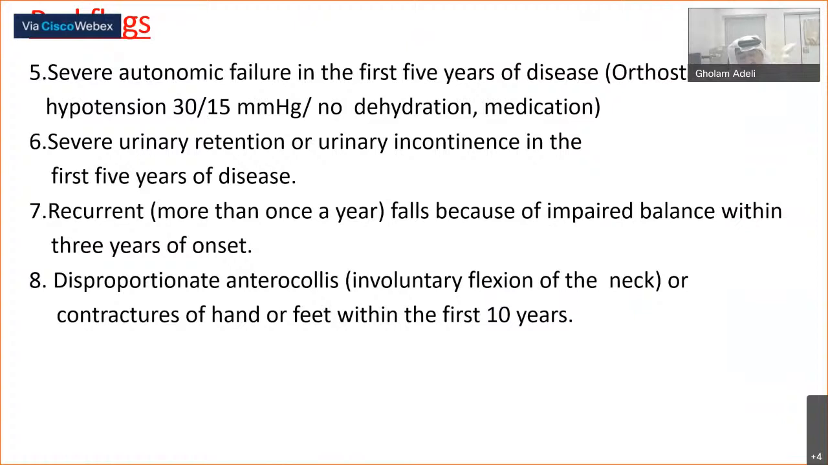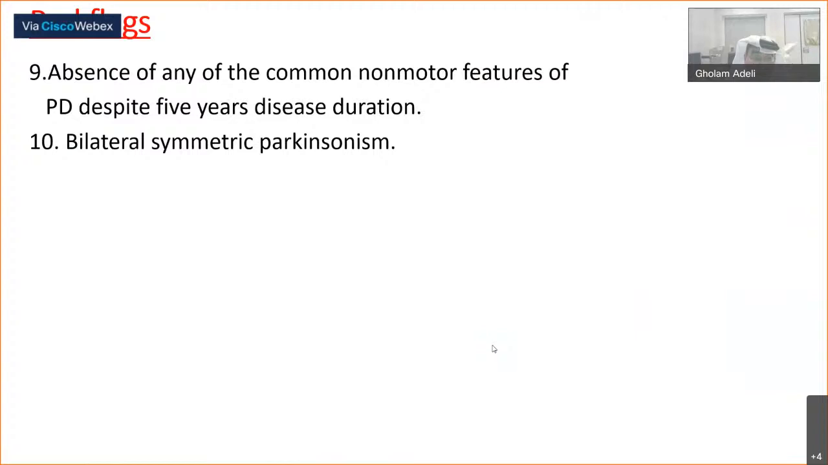More than one fall, we emphasize that one. And then anterocollis, like involuntary flexion of the neck, and contraction of the hands and feet. This tells you that you are dealing with CBD, or corticobasal degeneration. Then absence of the common non-motor features that we described, like sleep, REM behavior disorder, depression, in the first 5 years, gives you a hint that you are possibly dealing with medication-induced parkinsonism or another disease. And from the beginning, bilateral symmetric parkinsonism is also another cause to think of medication-induced or something else, especially if it's progressing further, then you have to look at neuroimaging to see if you are dealing with a structural lesion in the brain.